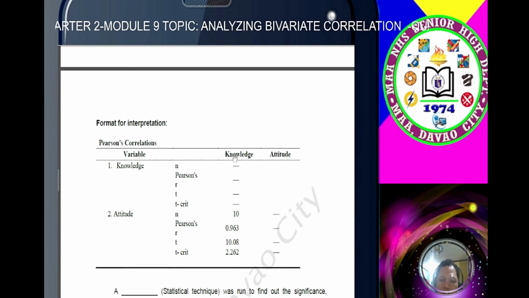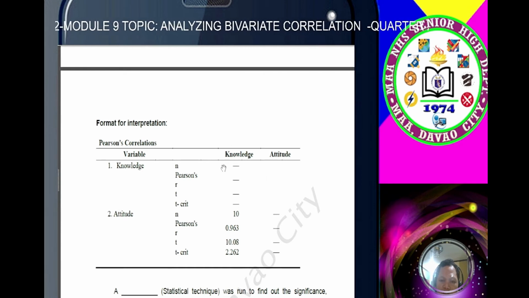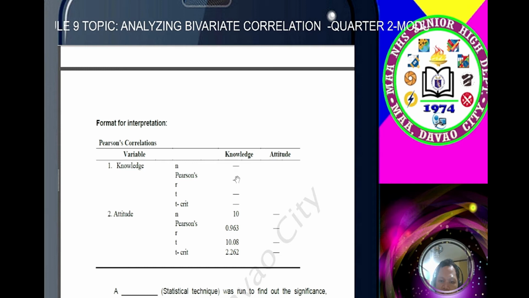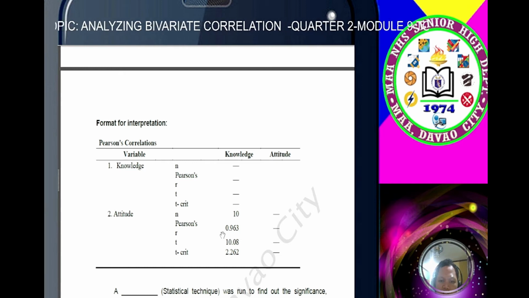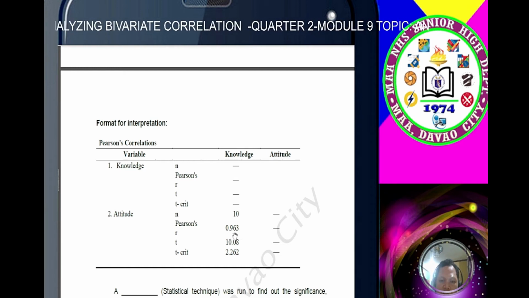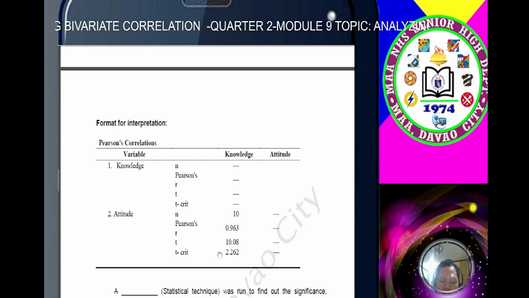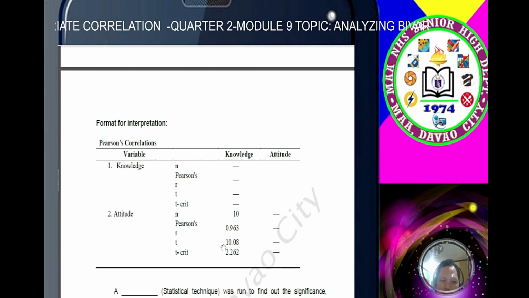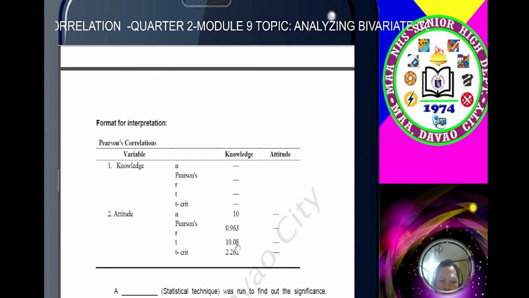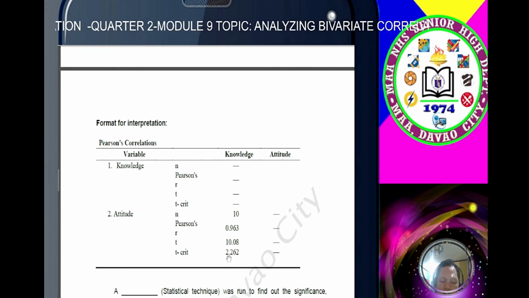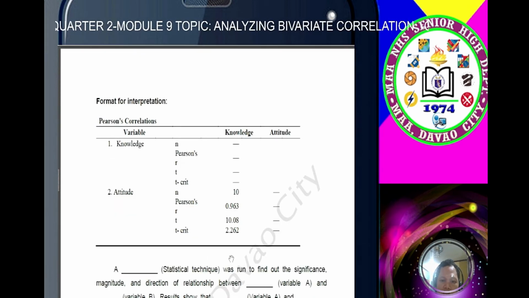If you use JASP software, you can have this output also, JASP or SPSS. Here's the result: Pearson R is 0.963, T is 10.08, and critical is 2.262.